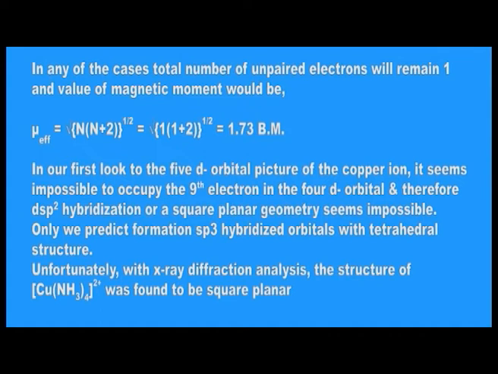At first look at the 3d orbital picture of the copper ion, it seems impossible to occupy the 9th electron in the 4d orbital, and therefore dsp2 hybridization or a square planar geometry seems impossible. We would only predict formation of sp3 hybridized orbitals with tetrahedral structure.